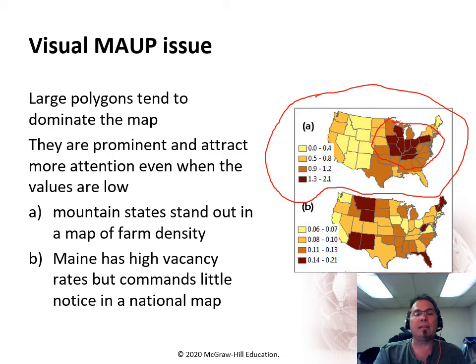So the mountain states stand out in the farm density for a lack of farms. You can see that all the way down here. That kind of makes sense if you understand the geography of the United States. There's a lot of desert there, mountains, things like that, high elevations that aren't very conducive to farms. And then Maine has a high vacancy rate but commands little notice in a national map. So this means, Maine is in there. However, you might have to adjust these values a little bit to kind of show off the fact that Maine might lead the list. And those are decisions that you have to make as you make the map.